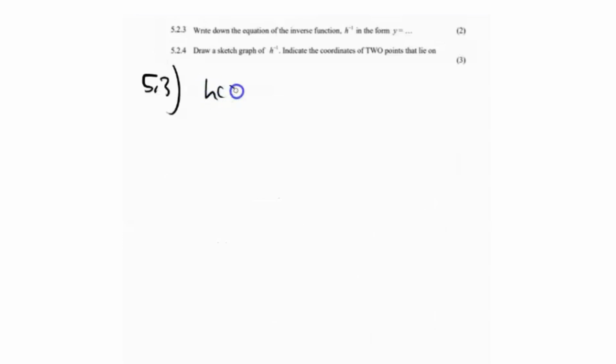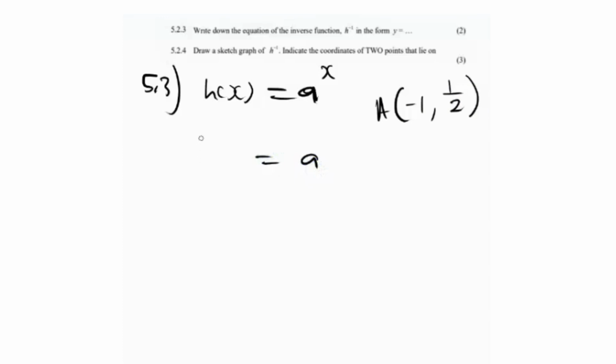Now this question says write down the equation of the inverse of the function h in the form y equals. Remember, the graph was like this, and let's first find the equation of it. We had a point which we were given, a to the power minus 1 equals a half. So let's try substituting. It's a, it's y, it's x.